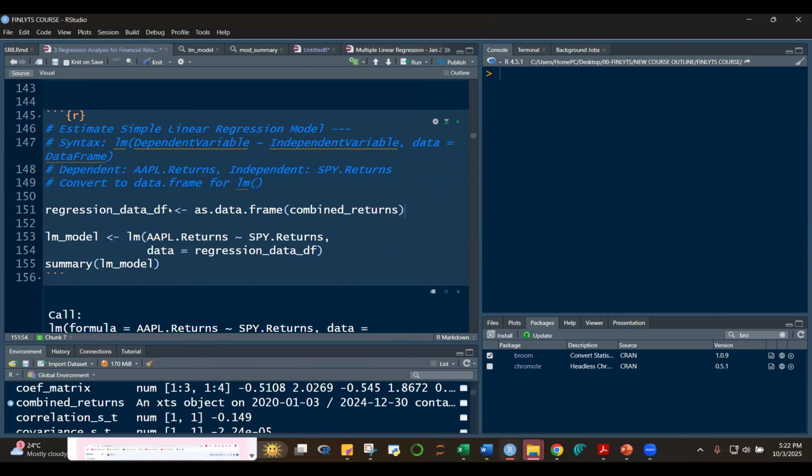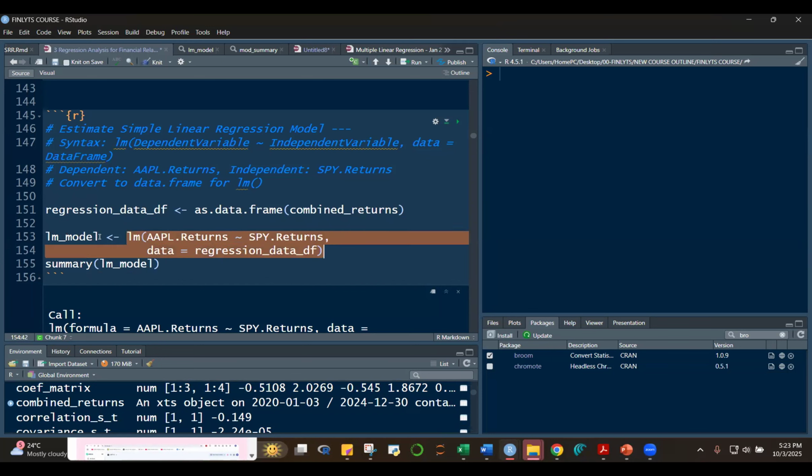So we created this data frame, and then we're going to use it to create our first regression model. Okay, you have this LM model, and we have LM, our dependent variable Apple returns, tilde, means associated with or regressed on SPY returns. This is our dependent variable, independent variable, comma, and where do we get this? From data is equal to regression data DF. So make sure that you run the first one, class, row 151 in my case. Make sure you run this, and then we're going to create our regression model.